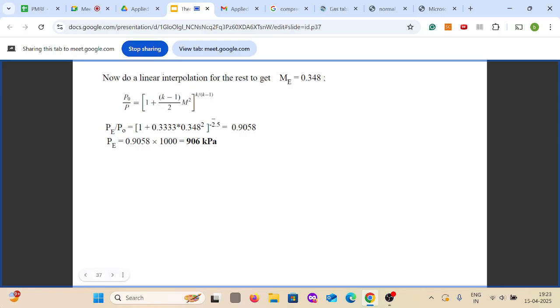So now we can find out the exit pressure. For that, P naught by P is given as (1 plus (gamma minus 1) by 2 into Mach number square) raised to power gamma by gamma minus 1. Substituting the Mach number of 0.348, we get the pressure ratio to be 0.9058. So the exit pressure ratio is 0.9058 times the stagnation pressure, which is 1 megapascal. So the exit pressure comes out to be 906 kilopascal.